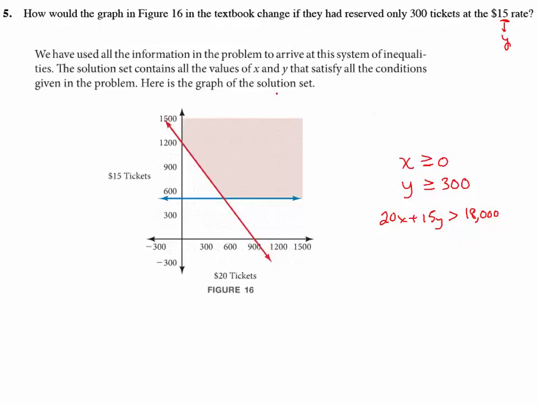Okay, so real quick, just to finish off the math, the matched problems here. How would the graph in Figure 16, this is from the textbook, connecting it to the graph here, how would this change if we only reserve 300 tickets? How would the graph change? Remember this one? This one's at 500 right now. It's the horizontal line. And so the horizontal line would move down to y equals 300 from y equals 500. They're just connecting the graph and the equations here.